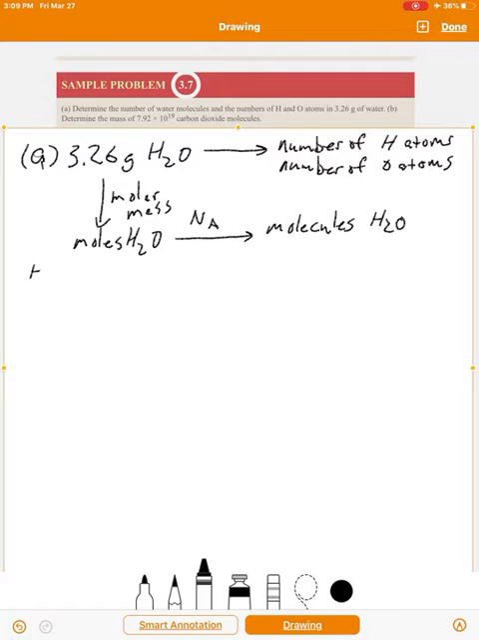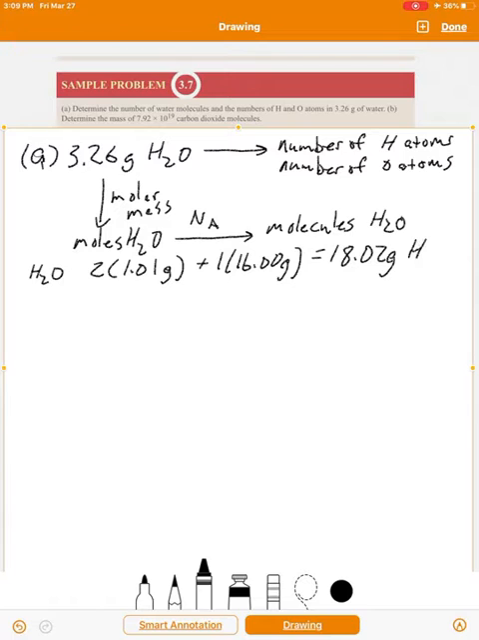First things first, for water, we need to know what its molar mass is. Well, there's 2 hydrogens and 1 oxygen. So the molar mass would be 18.02. Where did I get that number? I got those numbers, 1.01 and 16.00, from the periodic table. Then I used the chemical formula of water, H2O, to figure out that that would be 18.02 grams. So now we have the molar mass of water. So I'm going to write it down as 1 mole of water equals 18.02 grams of water.